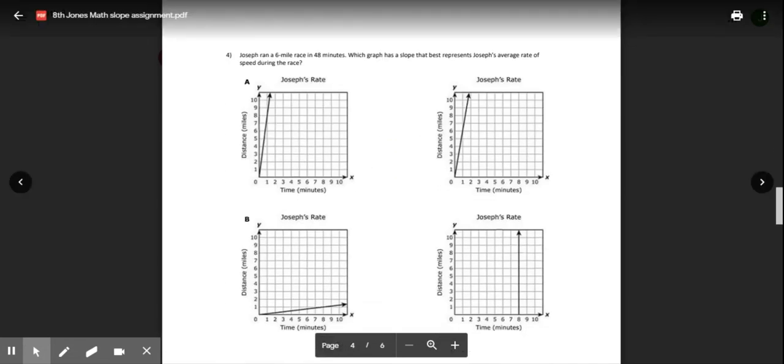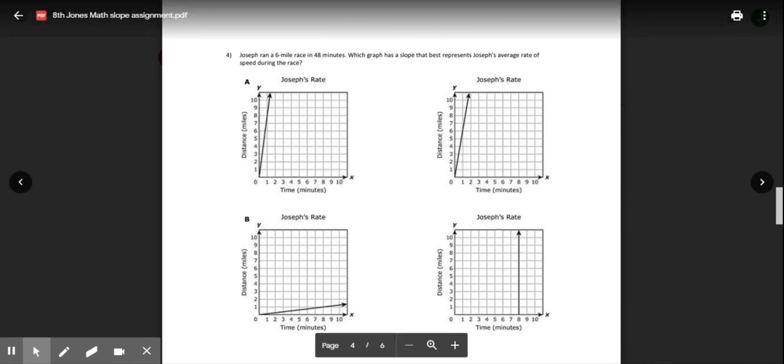But looking at this one here, it says Joseph ran a 6-mile race in 48 minutes, which graph. So 6 miles, when I'm looking over the distance, here's the distance, 6 miles in 48 minutes. Well, I don't have 48 minutes here. So let's look at this as a unit. 6 per 48.